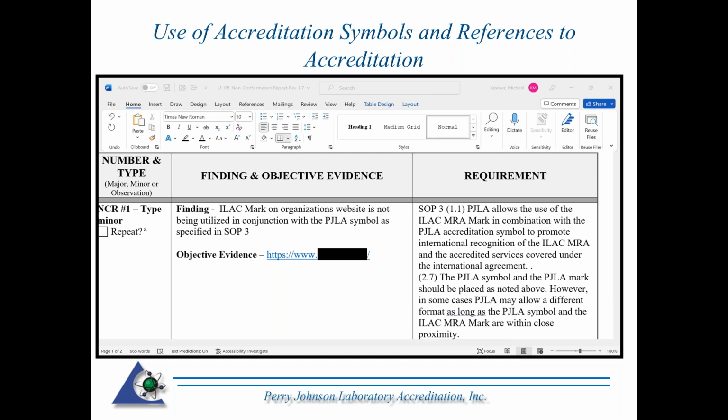I mentioned before that the ILAC mark has to be utilized in conjunction with the PJLA symbol. So during the assessment, of course, we do look at the website, and found an instance where I saw the ILAC mark being utilized solo, not in conjunction with the PJLA symbol. Hence, a non-conformance was written against SOP3 1.1, where we talked about that earlier, with PJLA and the ILAC mark being used in combination with each other.